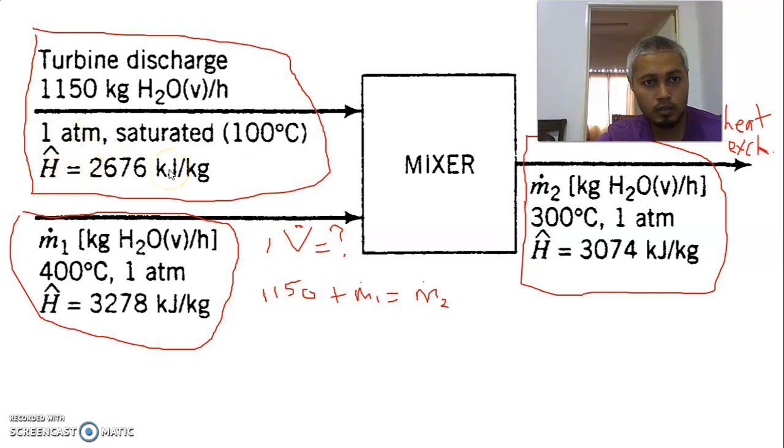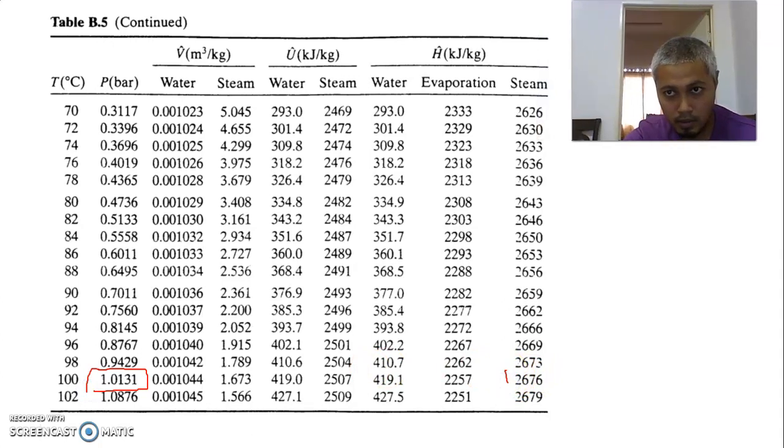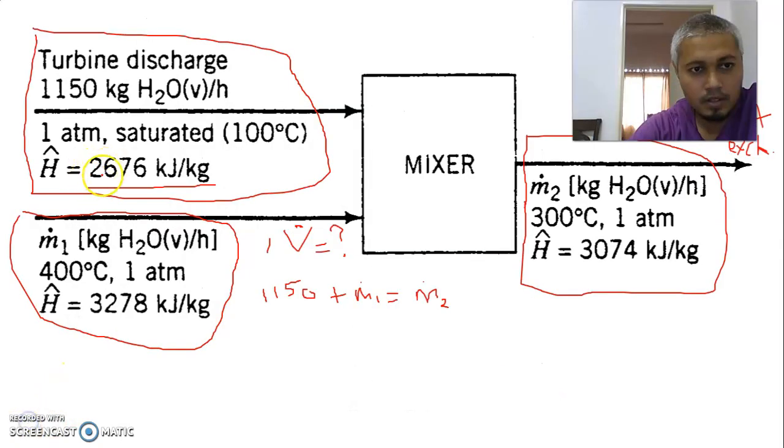Okay, we go to the steam table where this is saturated steam, so we need to refer to table B.5. So 1 bar is equivalent to 1.0131 bar. So this will be the value for enthalpy for saturated steam at 100 degrees C and 1 bar. That's why we got 2676 kilojoule per kg here.